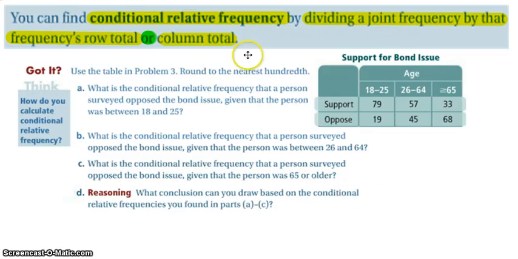So a conditional relative frequency is different because here we would divide a joint frequency by that frequency's row total or column total. So instead of taking the entire total, we'd only use the row or the column total. Go ahead and work through the Pearson module till you get to this Got It, and come back when you're ready to check your answers.